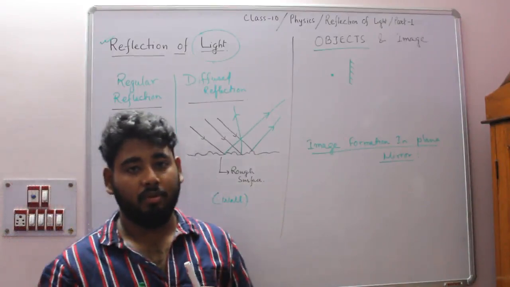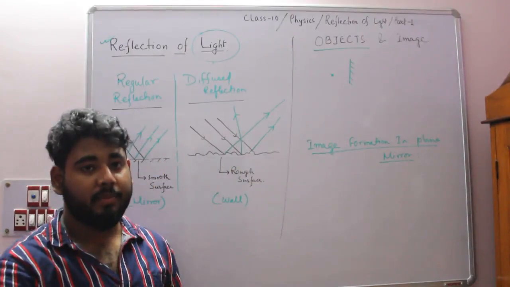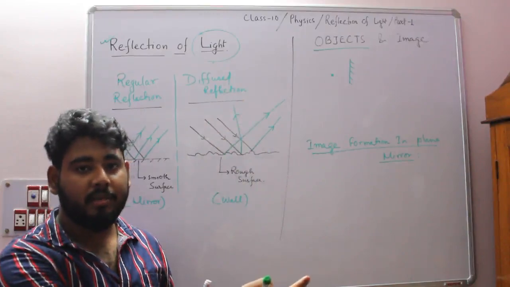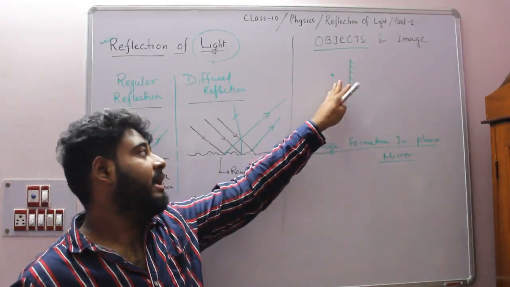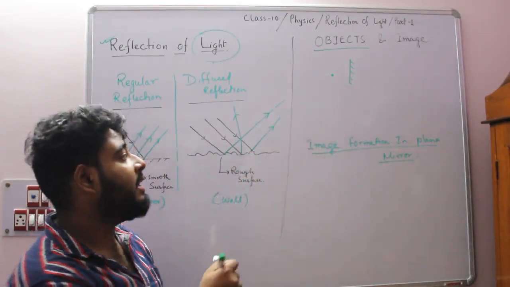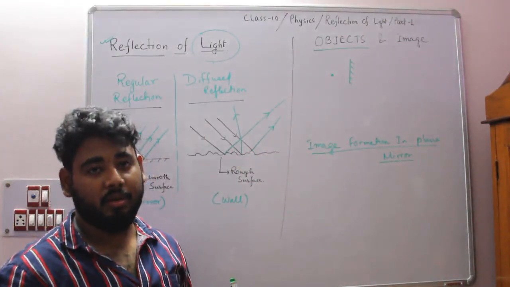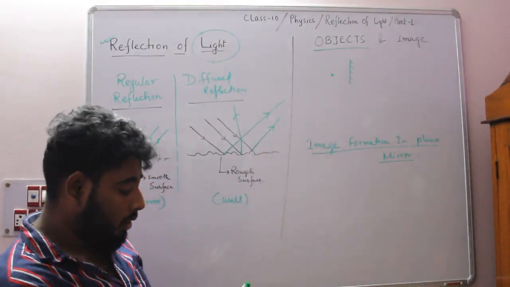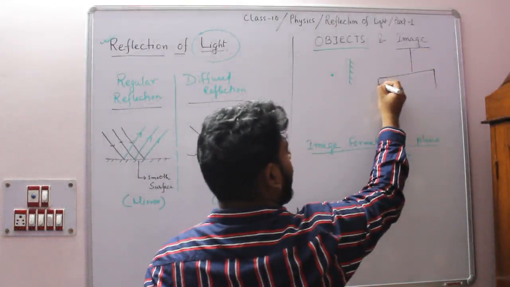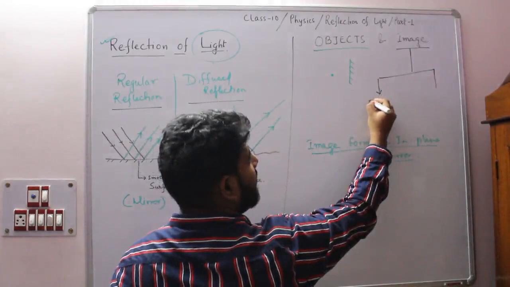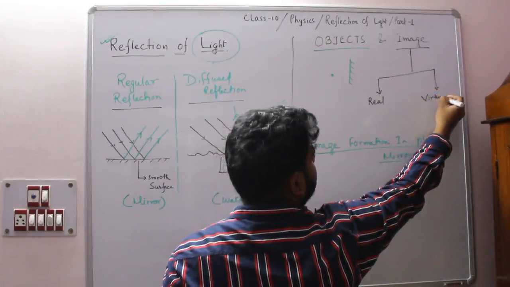If you stand in front of a mirror, then you are not emitting light, but when the light falls on you, then only you can see the image. So that means anything that reflects light or emits light will be considered as an object. And the picture that you see in the mirror becomes your image. Now here there is a special condition. Images are of two types. What are those two types of images? One is your real image and another is your virtual image.